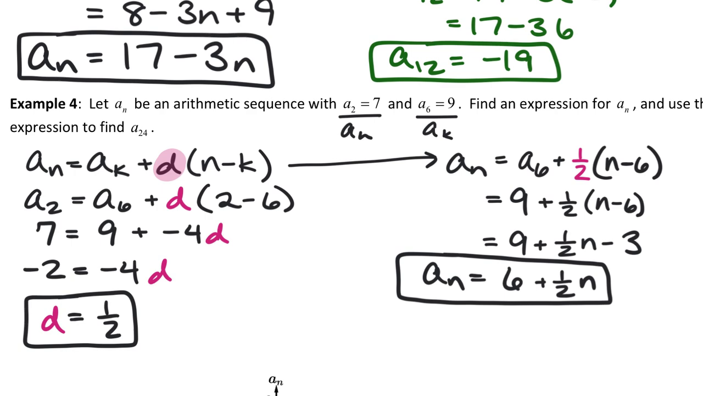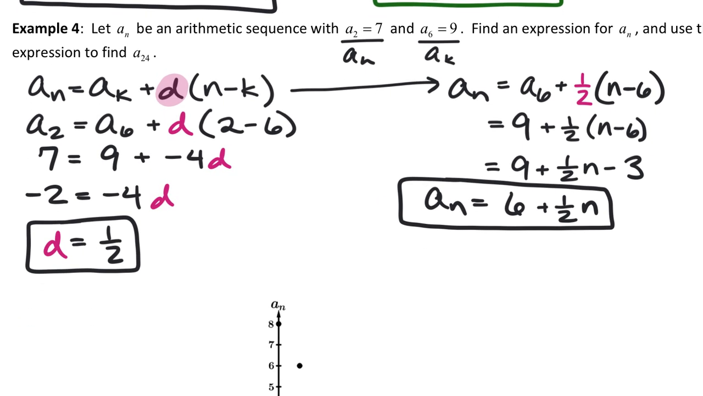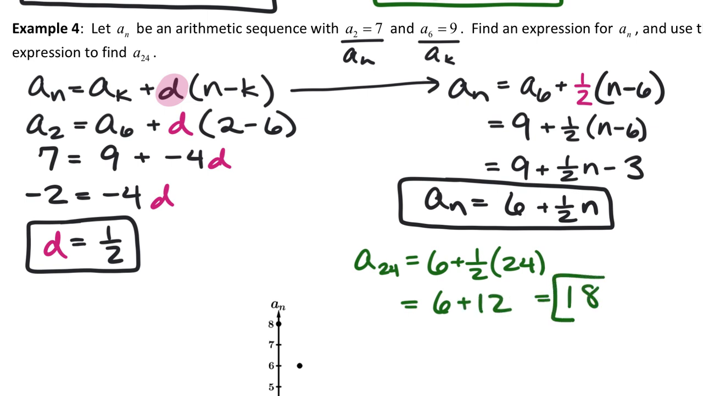But this question also asks me to do what? Plug in what? A sub 24. Make sure you say sub because it's a subscript. A sub 24. Very good. So we're going to do 6 plus 1/2 times 24. Well, 1/2 of 24 is 12, and 6 plus 12 is 18. So a sub 24 is 18.